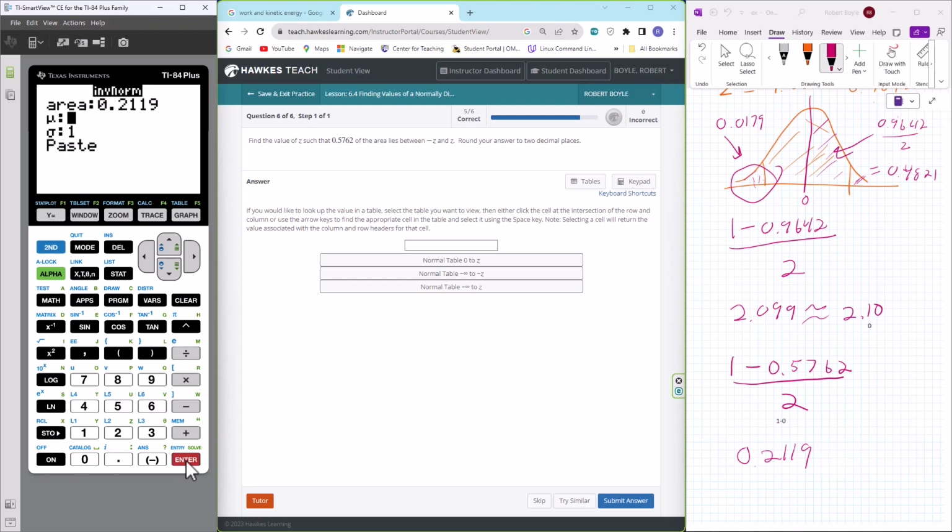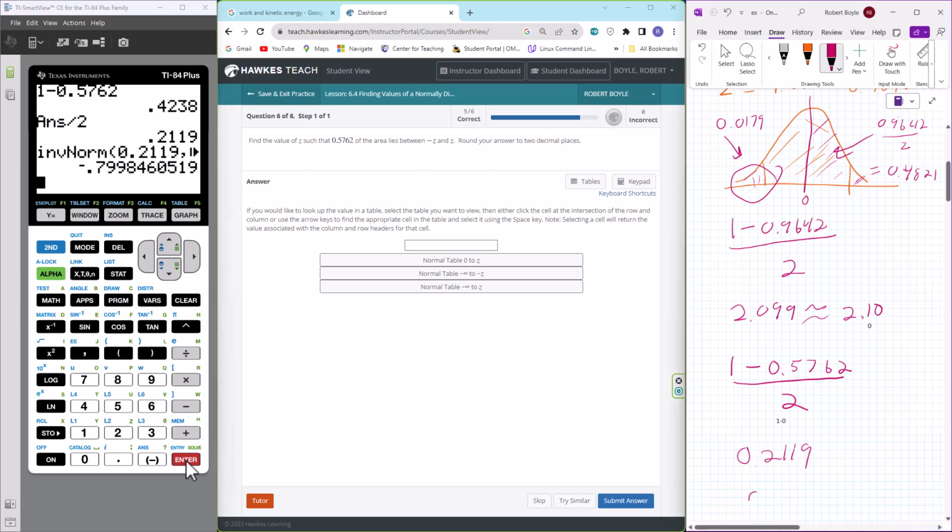So we can do second, VARS, inverse normal, 0.2119, mean is 0, standard deviation is 1, and we get negative 0.799. Once again, we don't care about the negative sign, so this is going to be 0.799. This is going to round to 0.80.